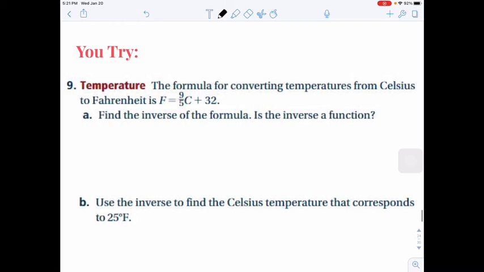And now I would like you to try number 9. The formula for converting temperatures from Celsius to Fahrenheit is F equals 9 over 5 C plus 32. For part A, find the inverse of the formula. Is the inverse a function? And for part B, use the inverse to find the Celsius temperature that corresponds to 25 degrees Fahrenheit.